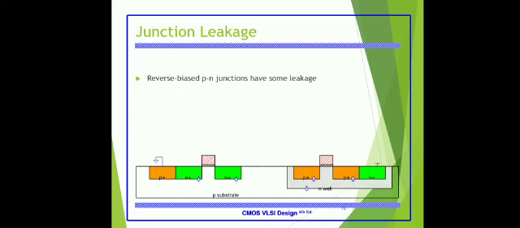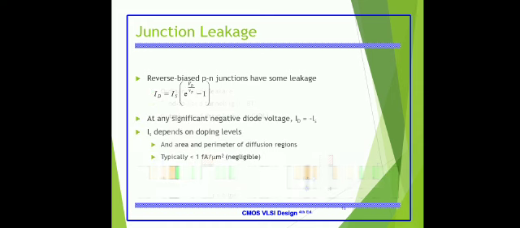Junction leakage is because of current passing through the capacitor, which ideally it should not. This decreases with the oxide thickness between the gate and the channel. This causes reverse biased PN junctions and has some leakage, which includes ordinary diode leakage, band to band tunneling and gate induced drain leakage. So here the reverse bias PN junction has some leakage at some negative voltage. This depends on the doping levels, and the perimeter of the diffusion layer also increases it.